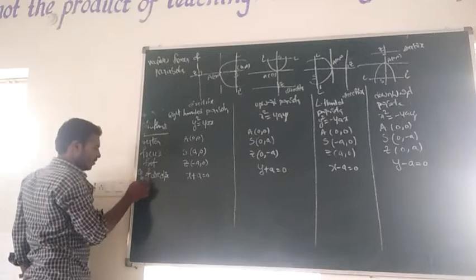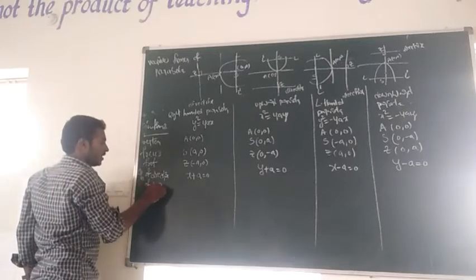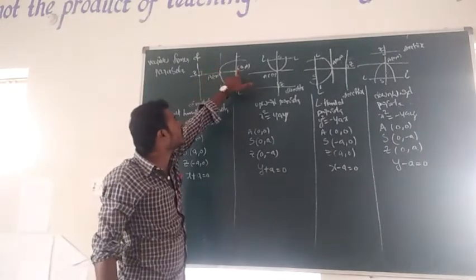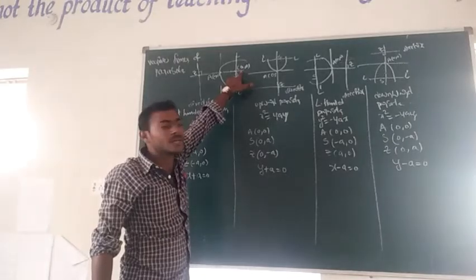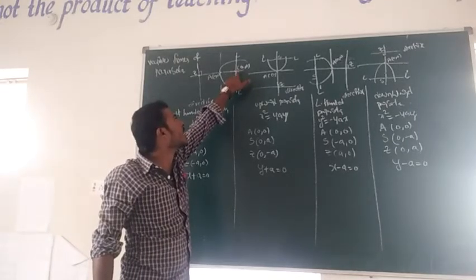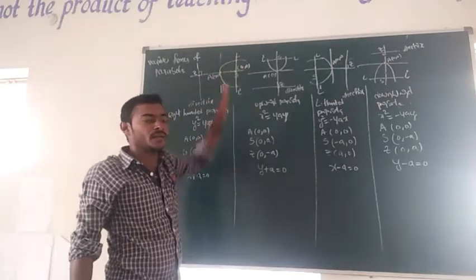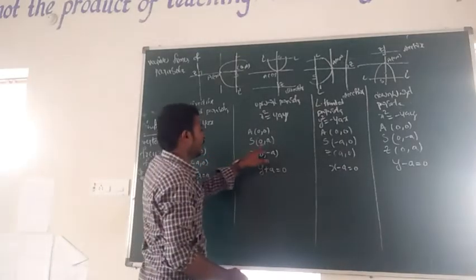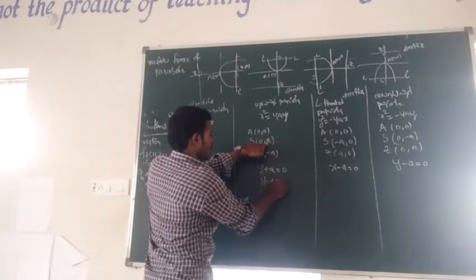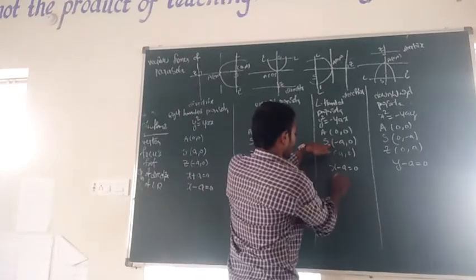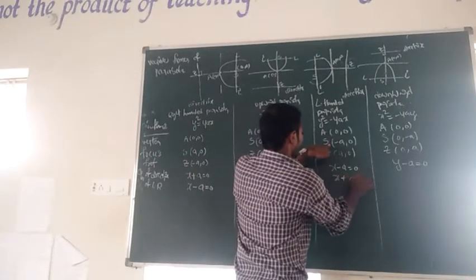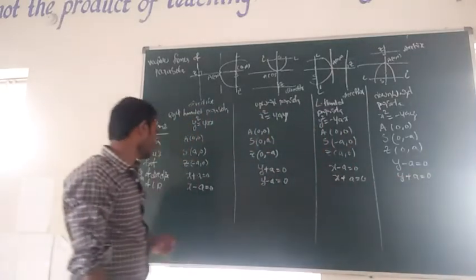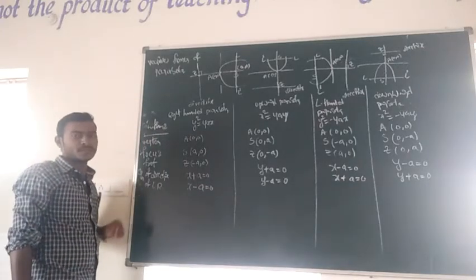And the equation of latus rectum. The equation of latus rectum is nothing but the unit is a. The focus lies on the x-axis, so that is x equal to a. We get x minus a equal to 0. And here also y minus a equal to 0. And here we get x plus a equal to 0. And here y plus a equal to 0. These are the equations of latus rectum.